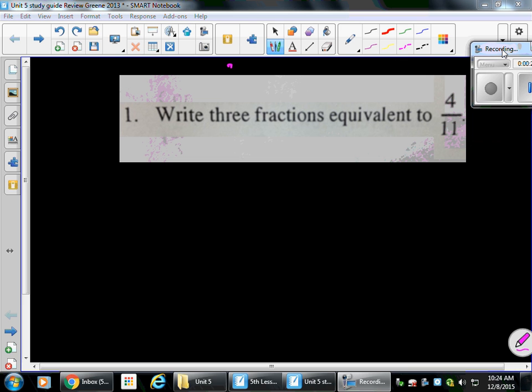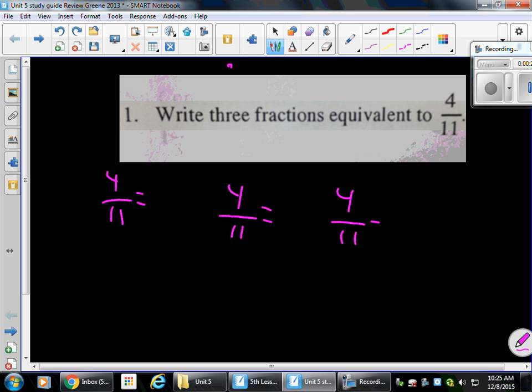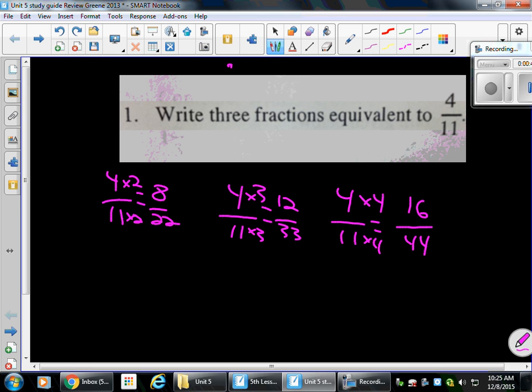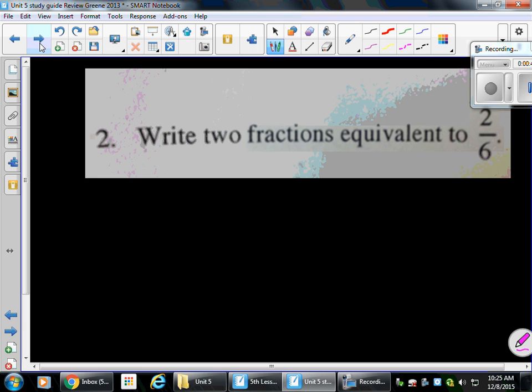We've got to find some fractions that are equivalent to 4/11ths. We're going to go 4/11ths equals, 4/11ths equals, 4/11ths equals. Okay? We're going to go times 2 and times 2, which gives me 8 over 22. Times 3 gives me 12 over 33. Times 4 gives me 16 over 44. These are all equivalent. Let's keep going here.